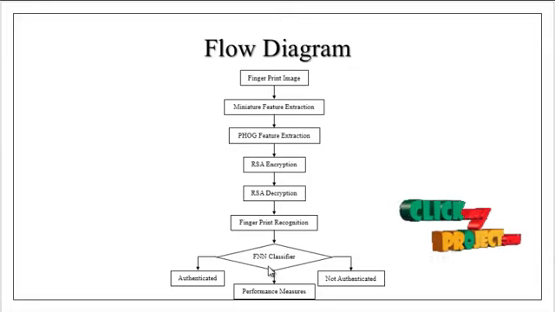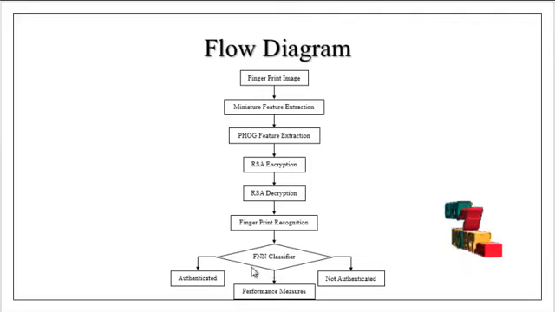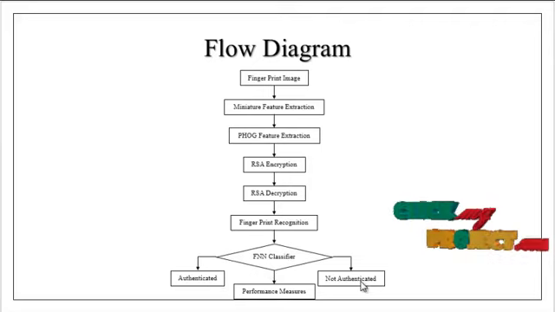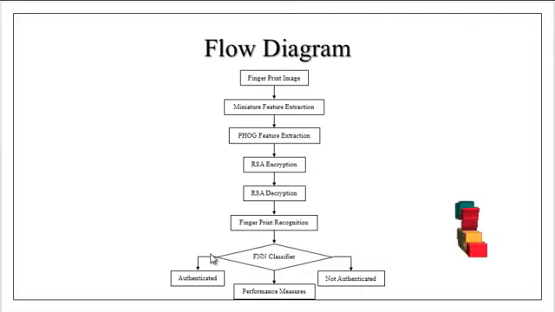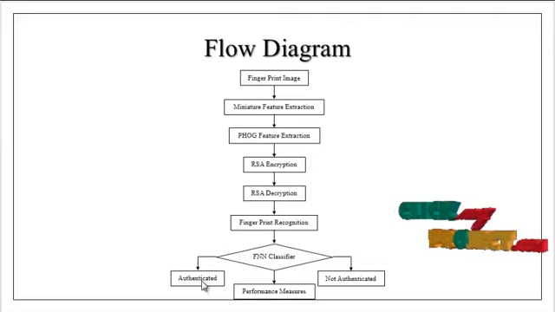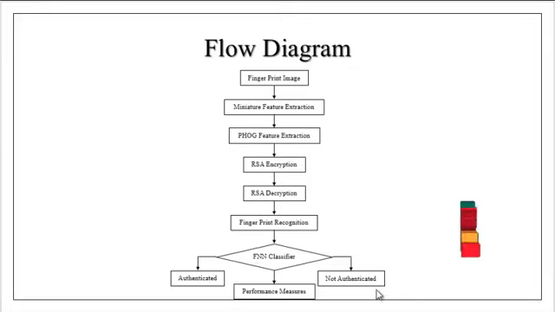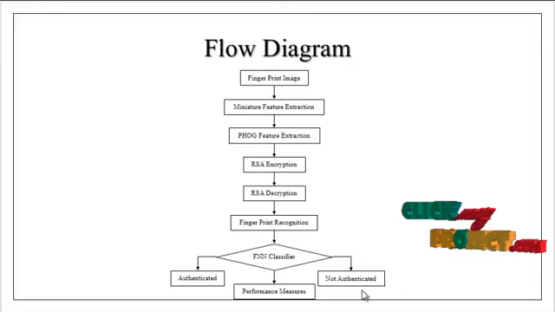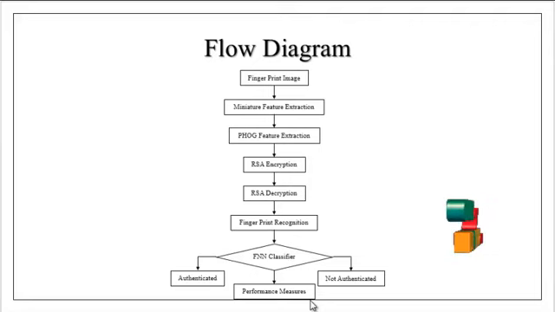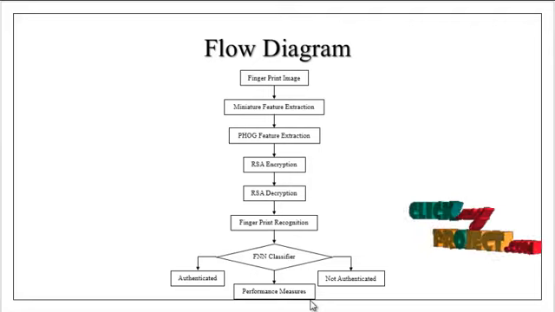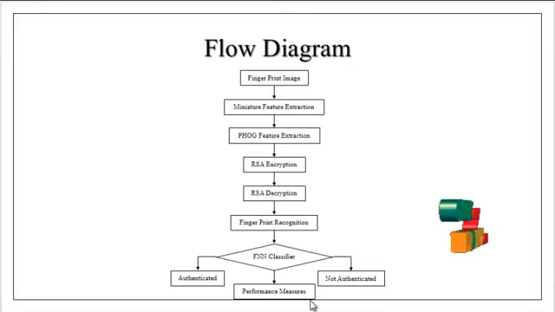In this recognition, we have two kinds of outcomes. One is authenticated, one is not authenticated. So if the person is an authorized person, it will go to the authenticated process. If the person is not an authorized person, it will go to the not authenticated process. Finally, the performance measures. In this performance measure, we justify whether our process is efficient or not by evaluating the performance of the classifier.